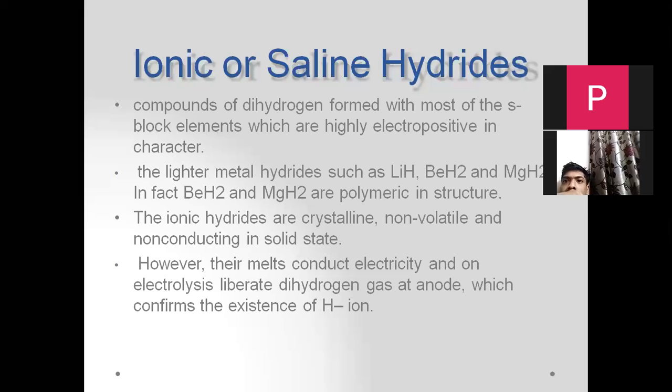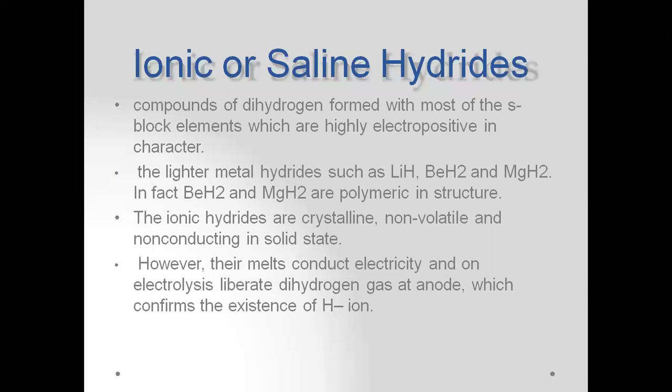Okay, so compounds of dihydrogen form with most of the s block elements, which are highly electropositive in character. The lighter metal hydrides are LiH, BeH2, MgH2. In fact, BeH2 and MgH2 are polymeric in nature. Ionic hydrides are generally formed with the s block elements.